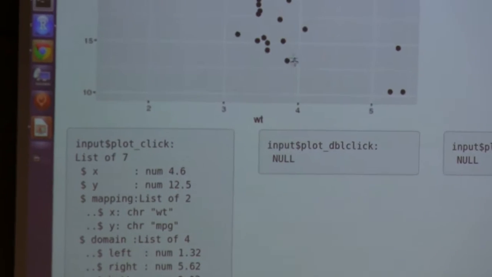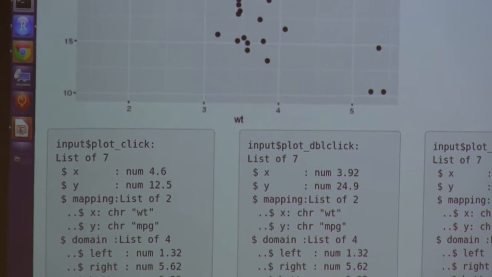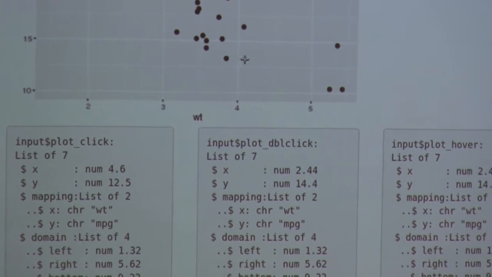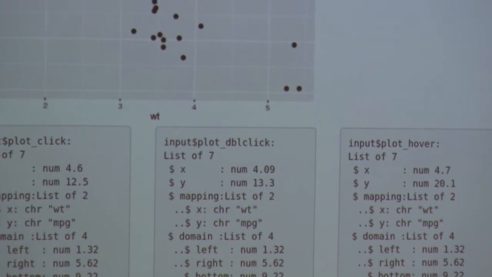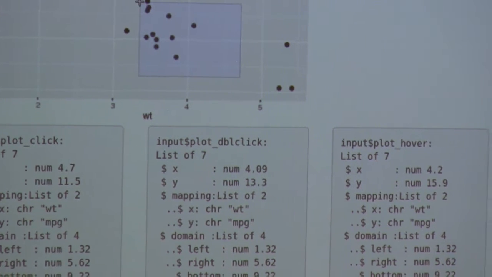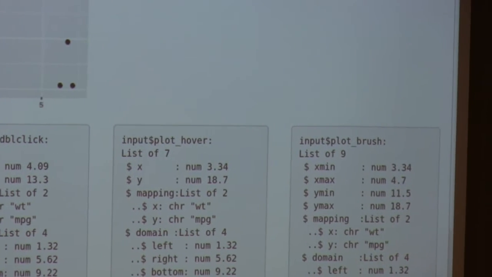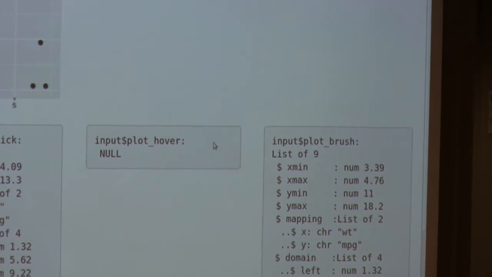So there's input$plot_click, plot double-click. If I double-click, you can see that double-click position changing. There's also hover. If I just leave the cursor in one spot for, I think the default is a quarter of a second, it'll update that plot_hover. And then brush. If I move this brush, it gives you the xmin, xmax, and ymin and ymax.